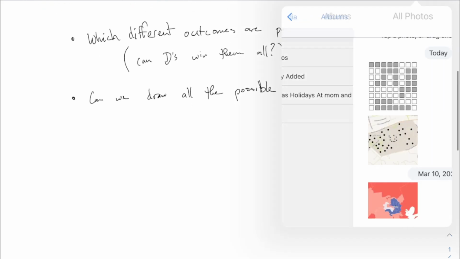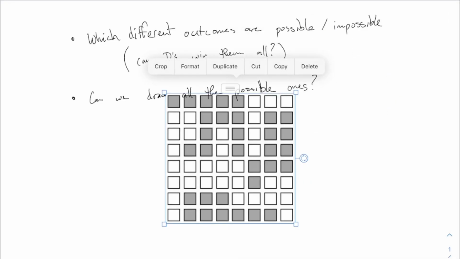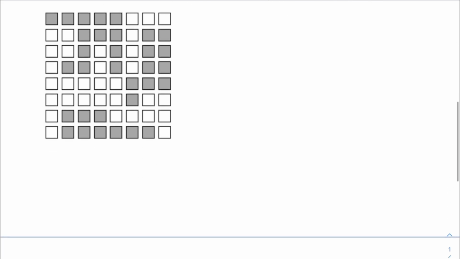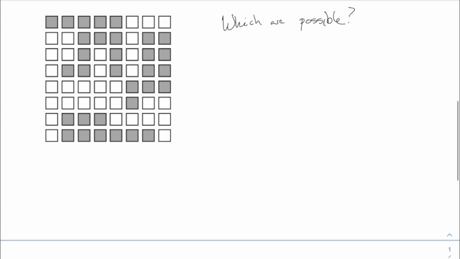I'll bring the picture back here. For this particular example, which are possible? This is a question that you can answer. Actually, you don't really need to look at the picture to answer this question, which are possible versus impossible. It's really all about the numbers of each person in the 2 parties.